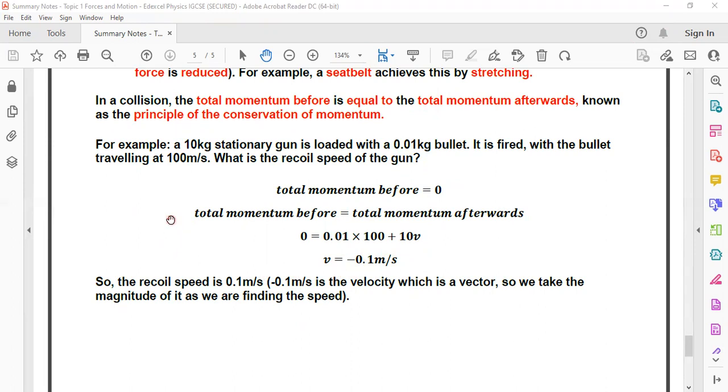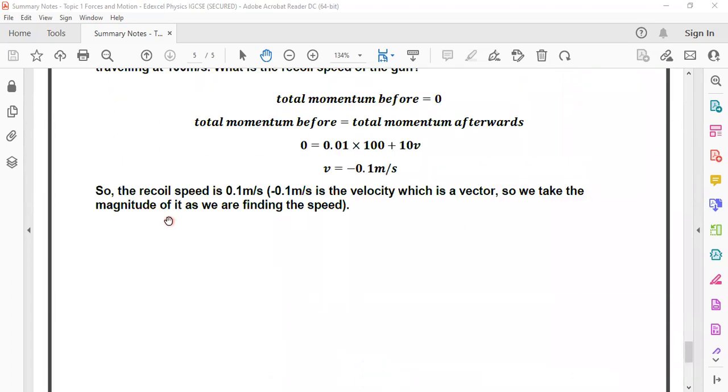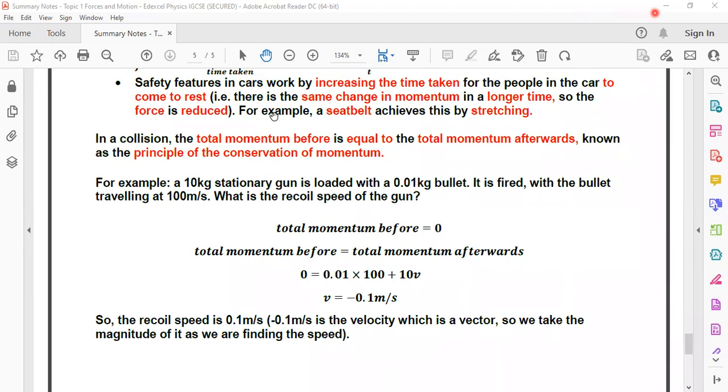Because we know velocity is a vector, तो हम इसका magnitude की बात करते हैं as if we are finding the speed. And this is the end of your forces in motion chapter. A quick summary overall by these given notes.